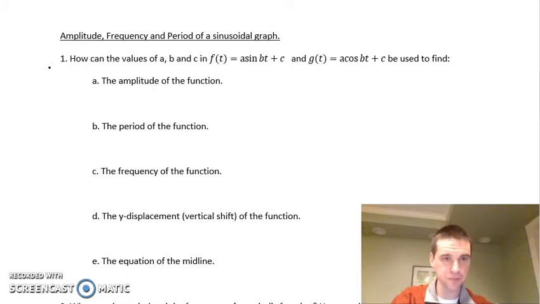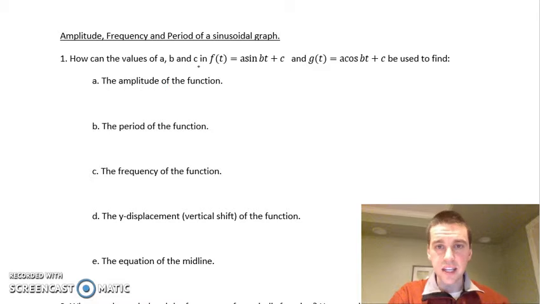So page 32. 1. How can the values of a, b, and c in these two trig functions be used to find the following? So look at a, b, and c. Notice that they're in the same position for both sine and cosine. The amplitude of the function. So let's talk about it. How do you see it? Well, it's just the a value. So the amplitude is the a value.